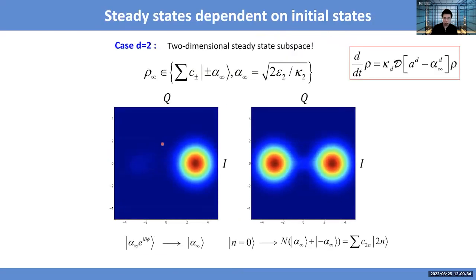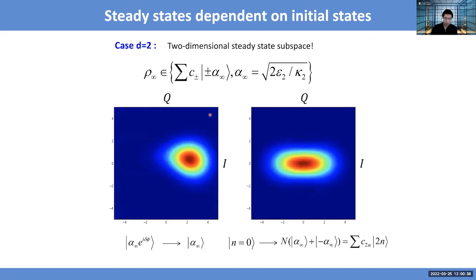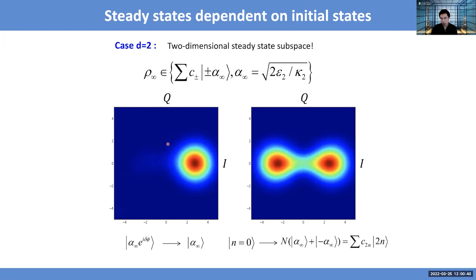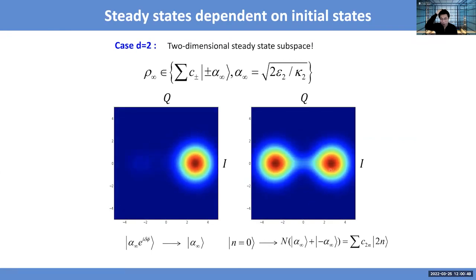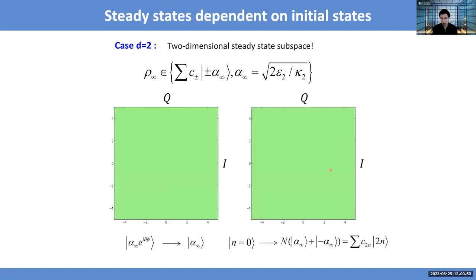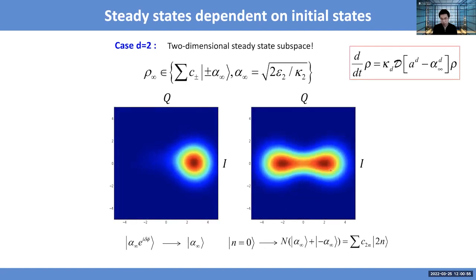It will actually evolve, let me start the animation again. Yeah, it will evolve depending on where you start from. It may end up in different steady states. The reason is that the system has a two-dimensional steady state subspace. Therefore, the dynamics will evolve differently depending on what the initial state is.